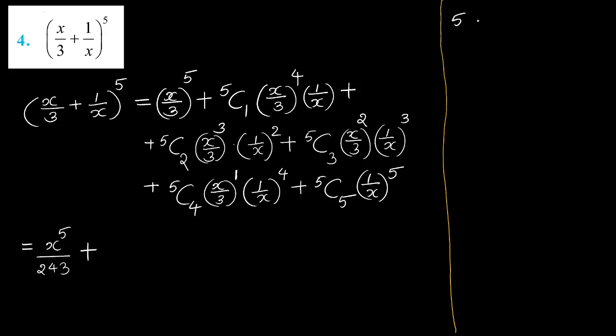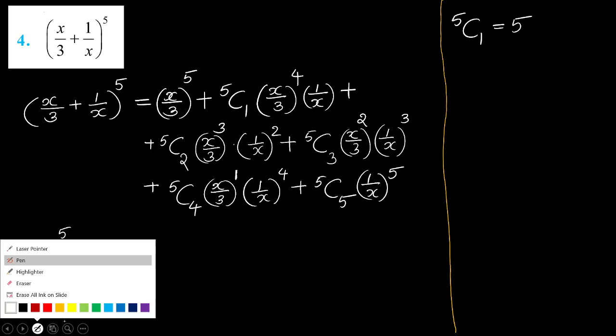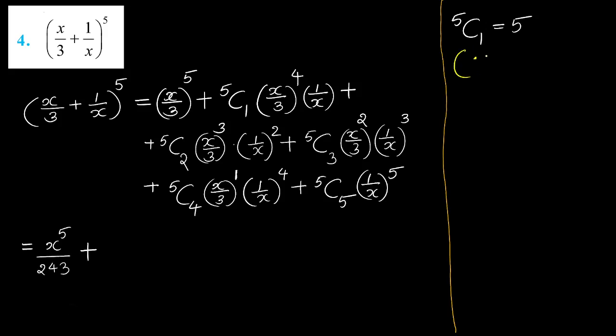5C1, yesterday I discussed that NC1 is n. Yesterday I discussed one property, NC1 equal to n. So 5C1 is 5, 6C1 is 6. Don't forget, you have written it. So here 5 is there. X raised to 4. Let me write one extra step. 3 raised to 4 is 81.